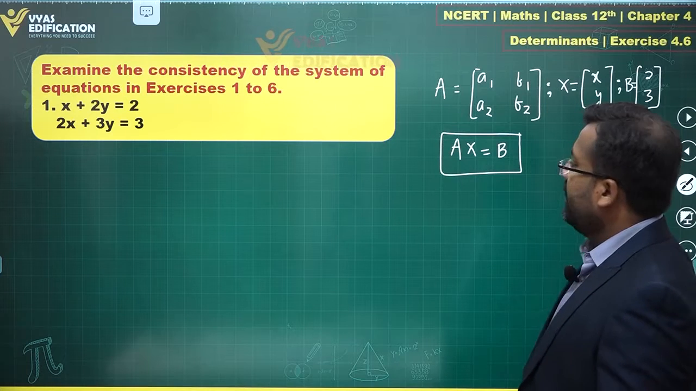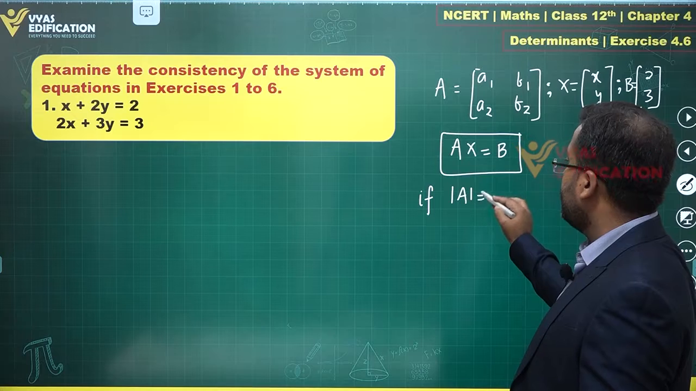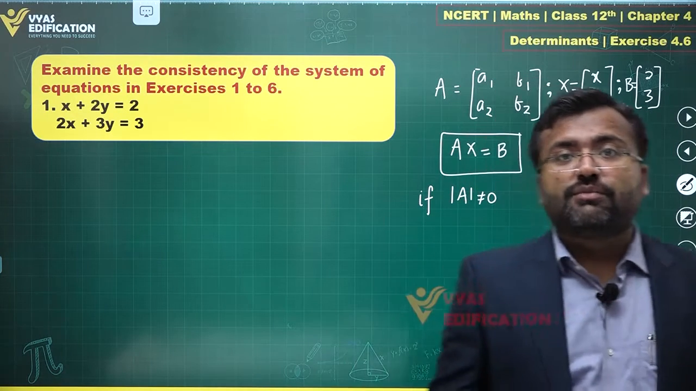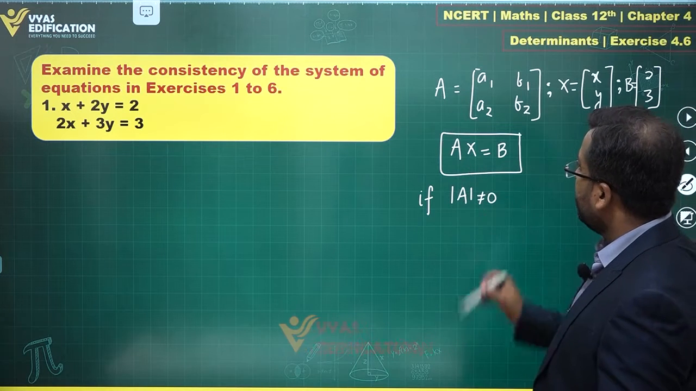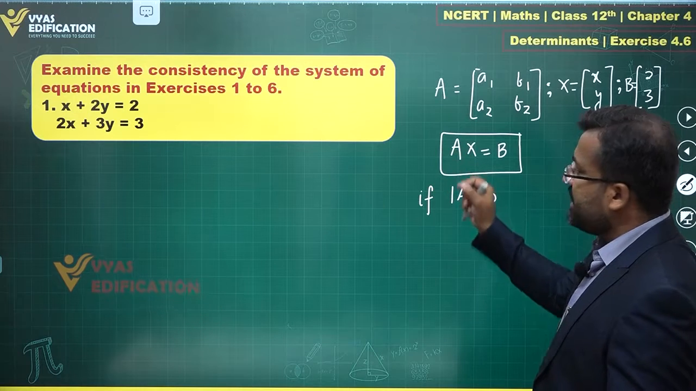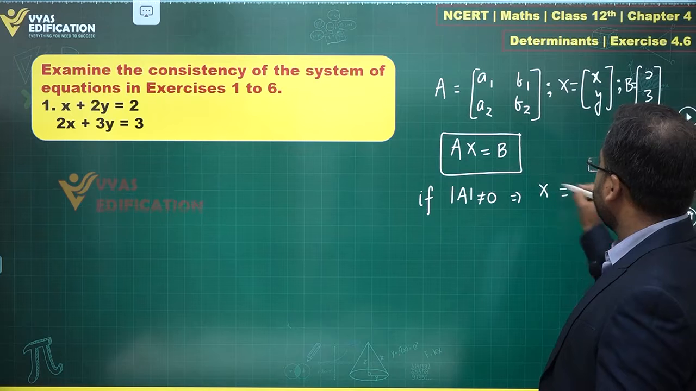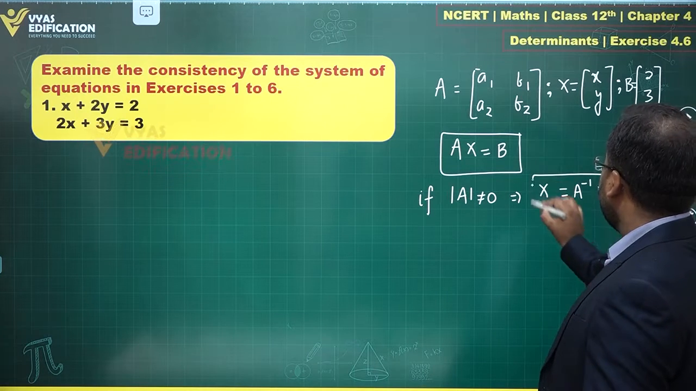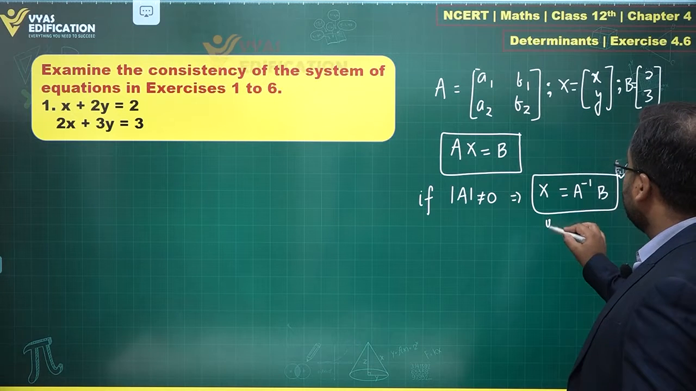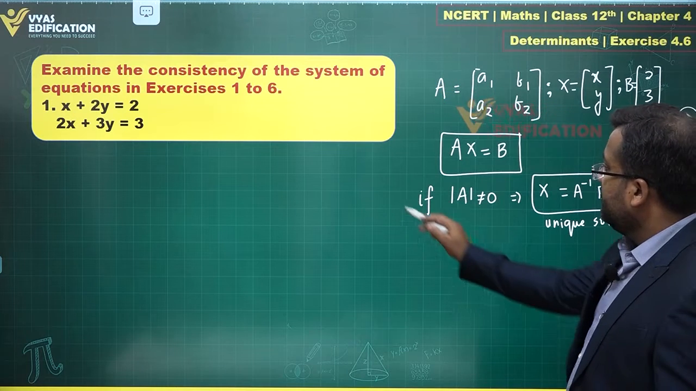And if determinant of A is non-zero, what will happen if determinant of A is non-zero? The inverse will exist for this matrix A. And if the inverse exists, let's pre-multiply by A inverse. So this becomes A inverse times A, which is identity, times X, which will be equal to X. And this becomes A inverse times B. And since the inverse is unique, therefore, this system will have a unique solution. Okay, this is the first thing.